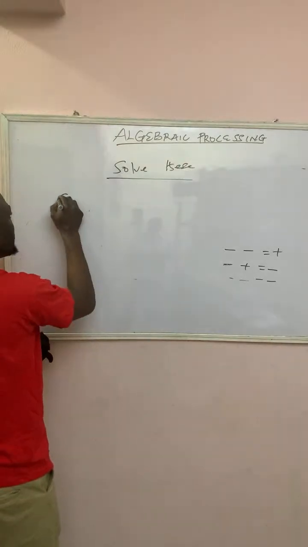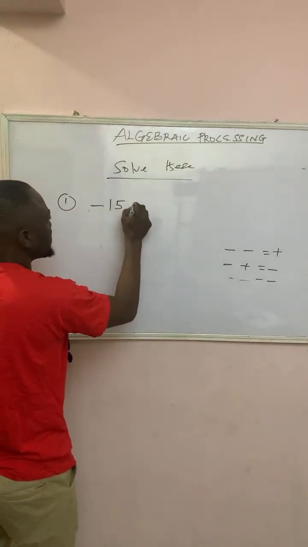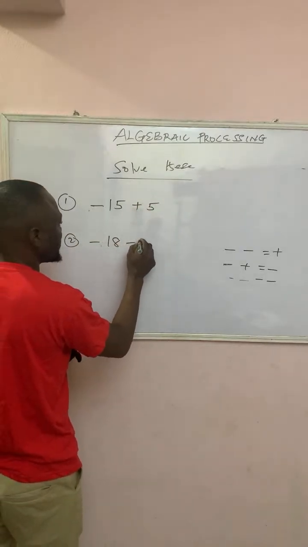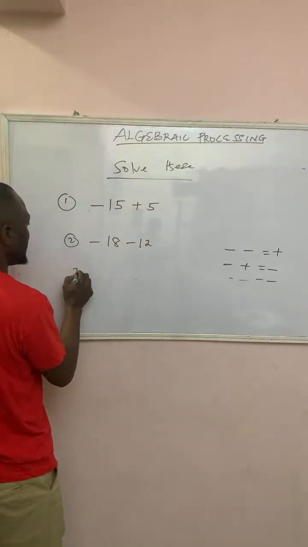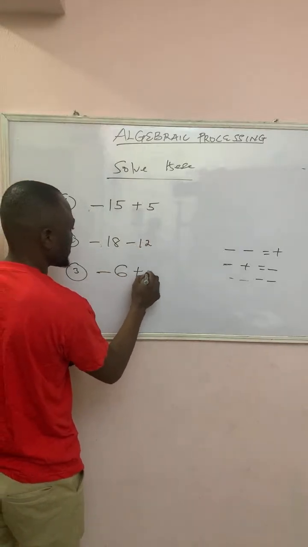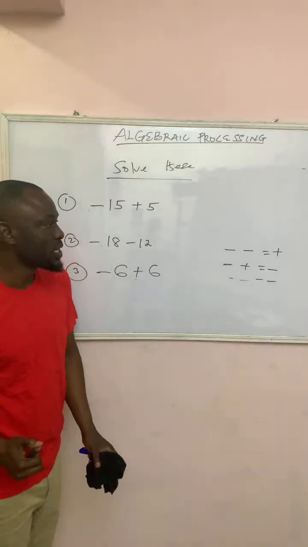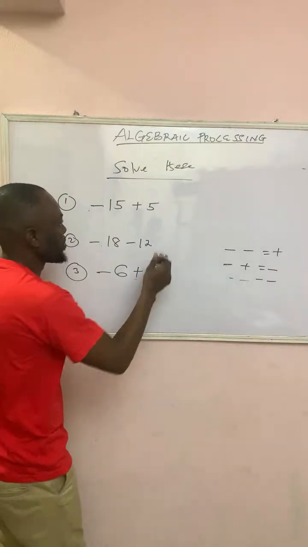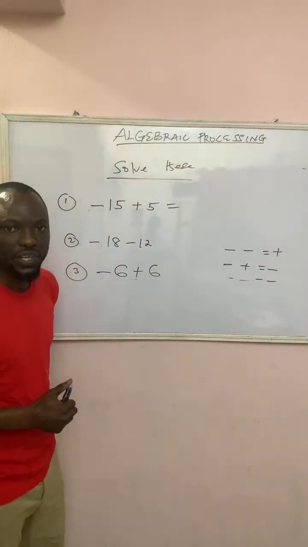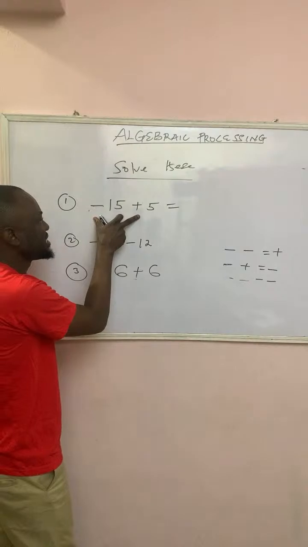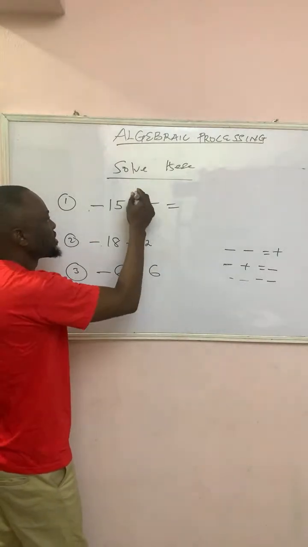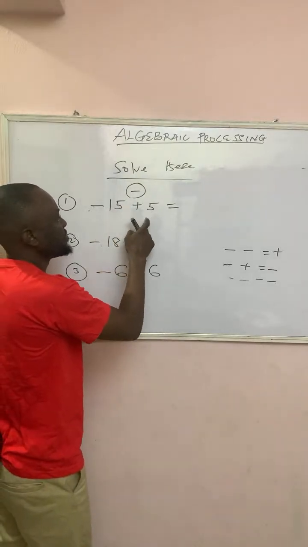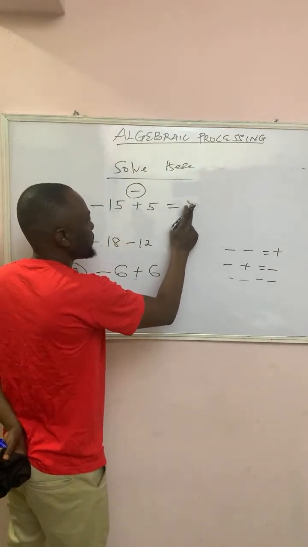We have 1 minus 15 plus 5, 2 minus 18 minus 12, and then 3 minus 6 plus 6. Now if you look at this, just try to see if you can solve that quickly. All right, let's see the solution for that. So like I said, the signs are different. It tells us that the operation we have to perform is negative. So 15 minus 5 is 10, sorry.